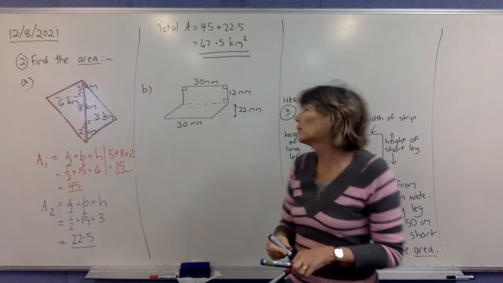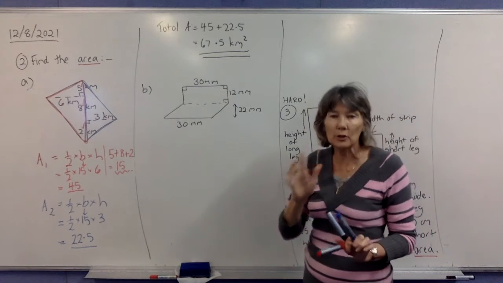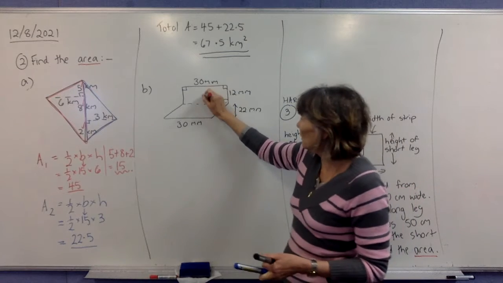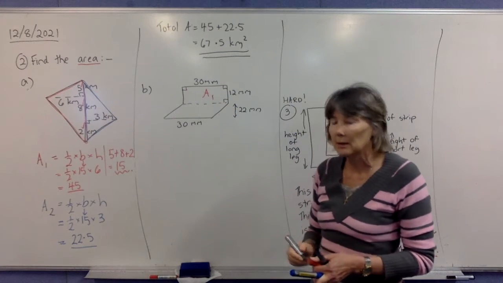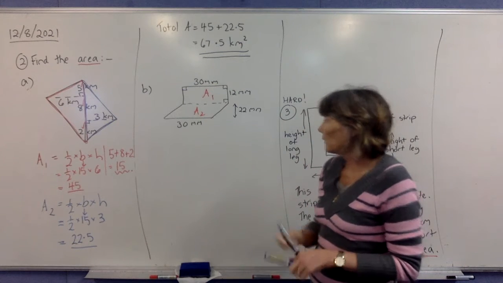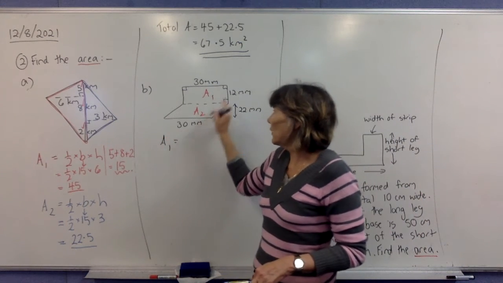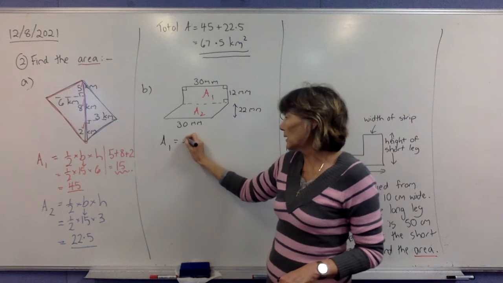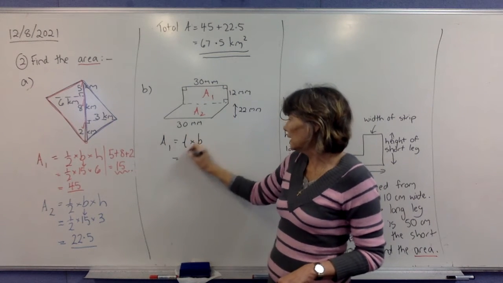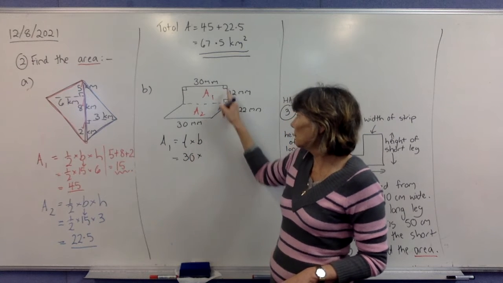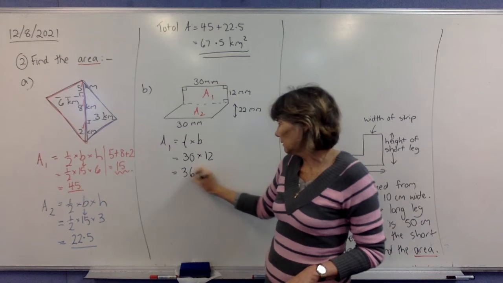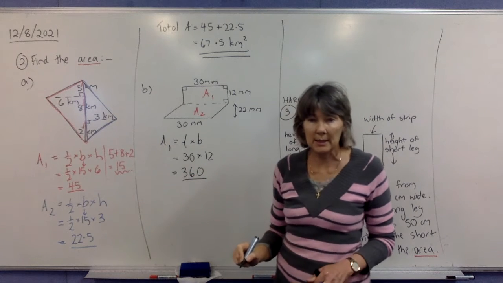All right, looking at area 2. This one looks a bit strange, but they've already put a dotted line in here to help you. So we're going to look at the top one as area 1, the bottom one is area 2, and let's see how we go. Area 1, well that is a rectangle, so we're just doing length times breadth. The length is 30 times the breadth is 12. Work that out on your calculator and you'll get 360.